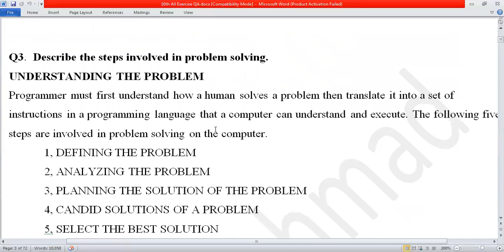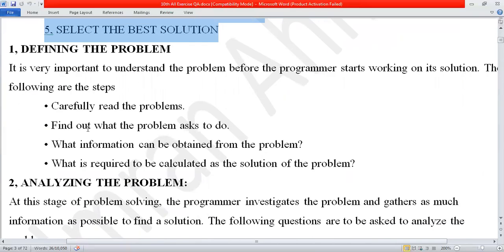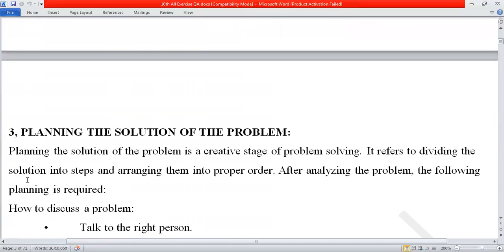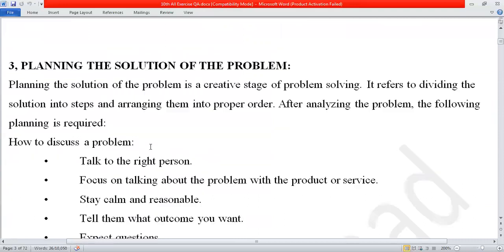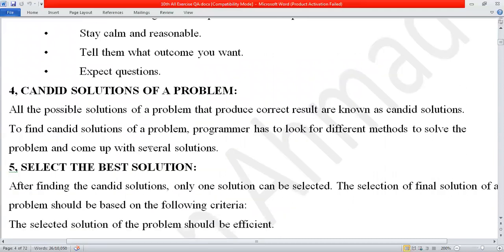So these are the steps. Few steps are there. Understanding the problem, number one. In understanding the problem there are different steps. Second was defining the problem. When you have understood this, next is analyzing the problem, and the next step is planning the solution of the problem. Next was candidate solution of a problem, and the last step is select the best solution. I hope you have got today's lecture.